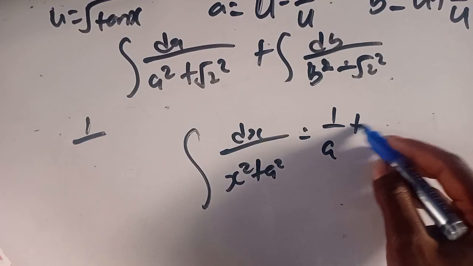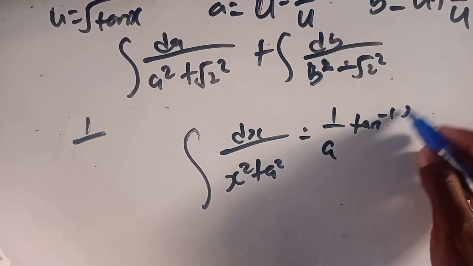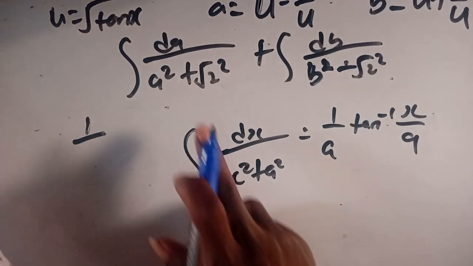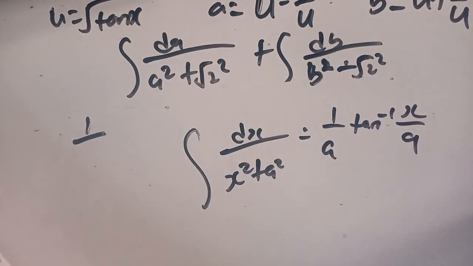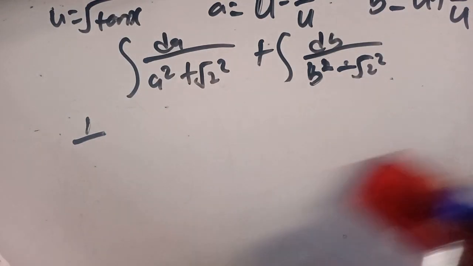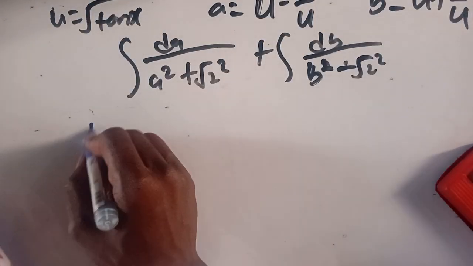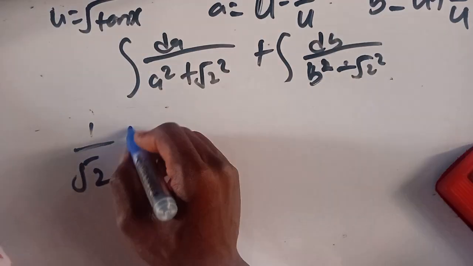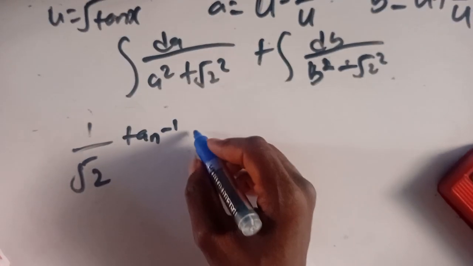1 over a tan inverse of what? X over a. So we want to apply it here now. Our a is like root 2, this is like our x. So this will give us 1 over root 2 tan inverse of what?